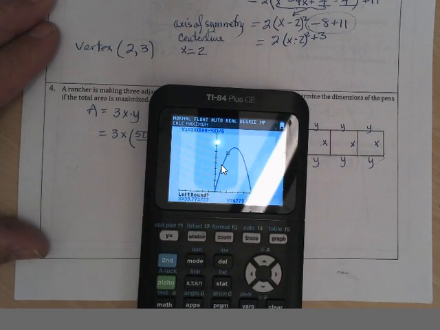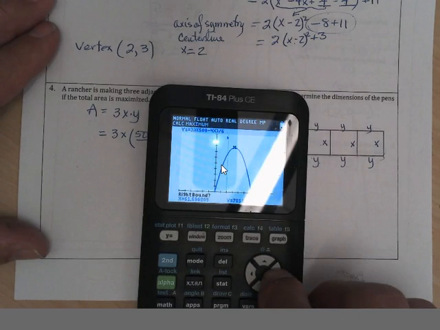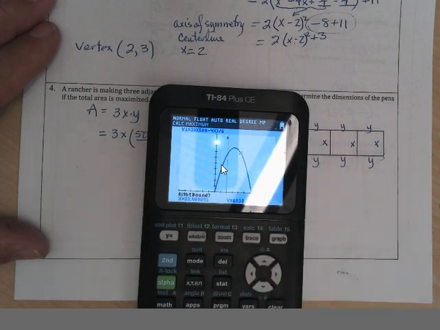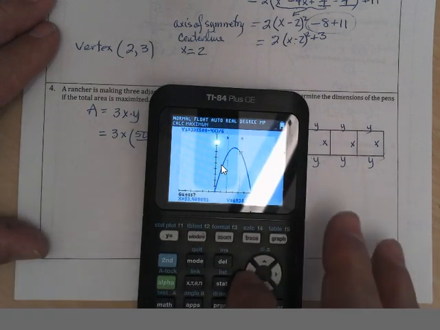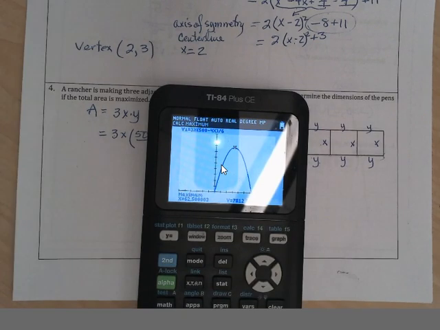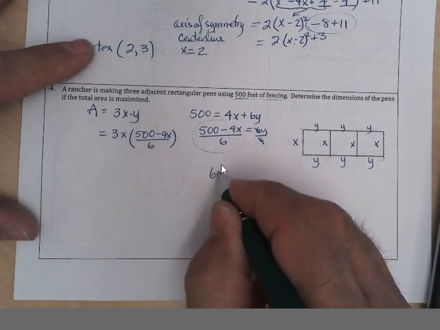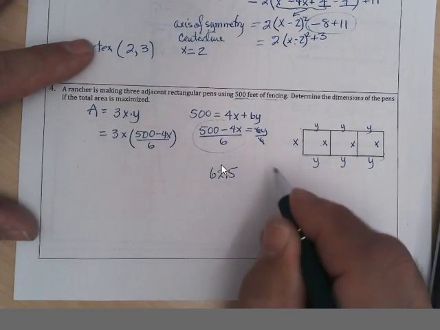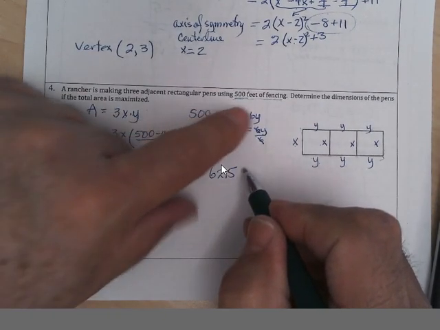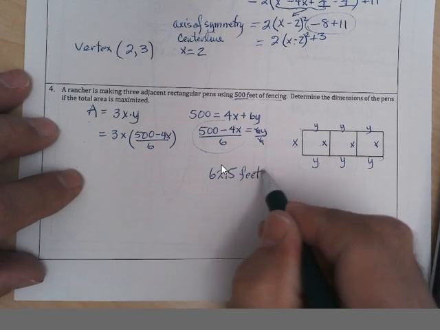and I can just press enter for the left bound to there, and I can move over. Now I'm on the right side, press enter, so I'm going to look between there. My guess, I'm just going to move sideways. It's about there, press enter. It says 62.5 is the x, and this is in feet, so feet is my x.